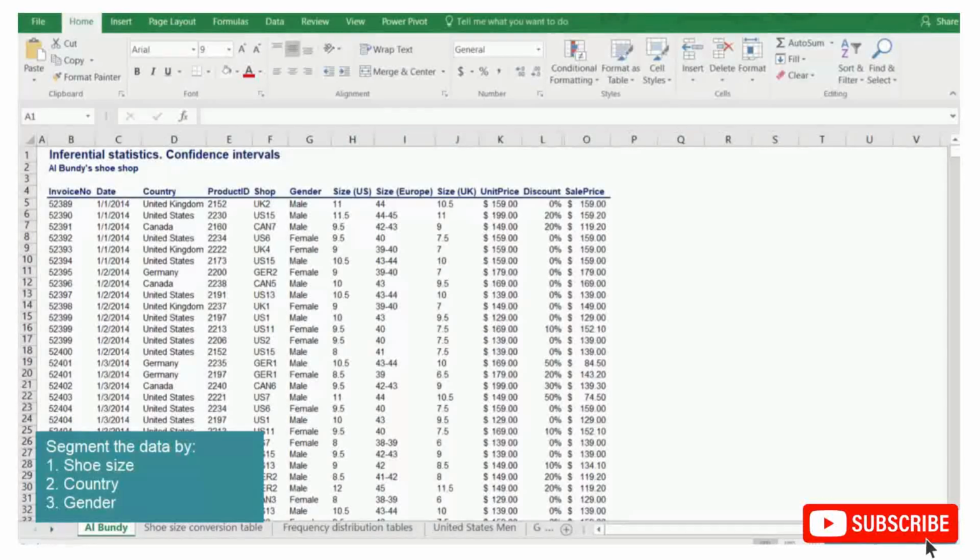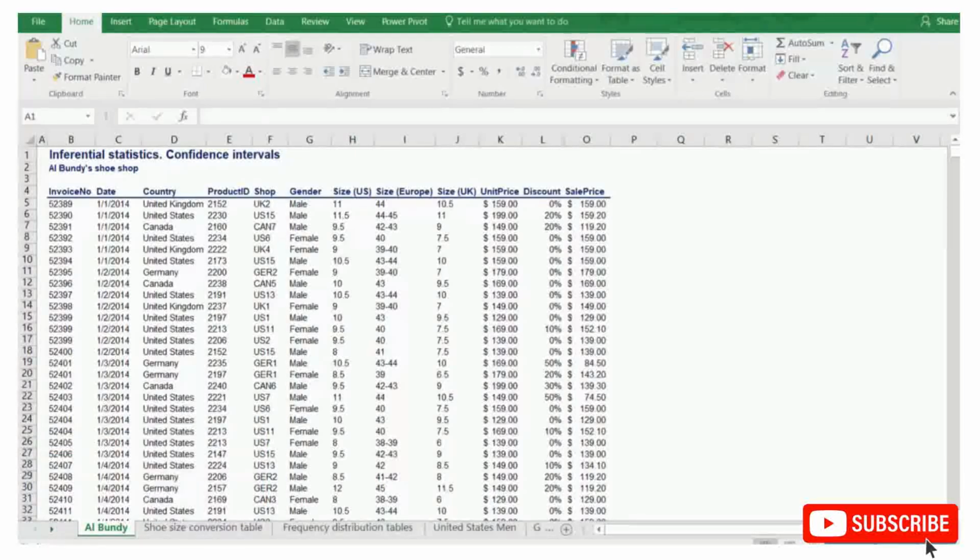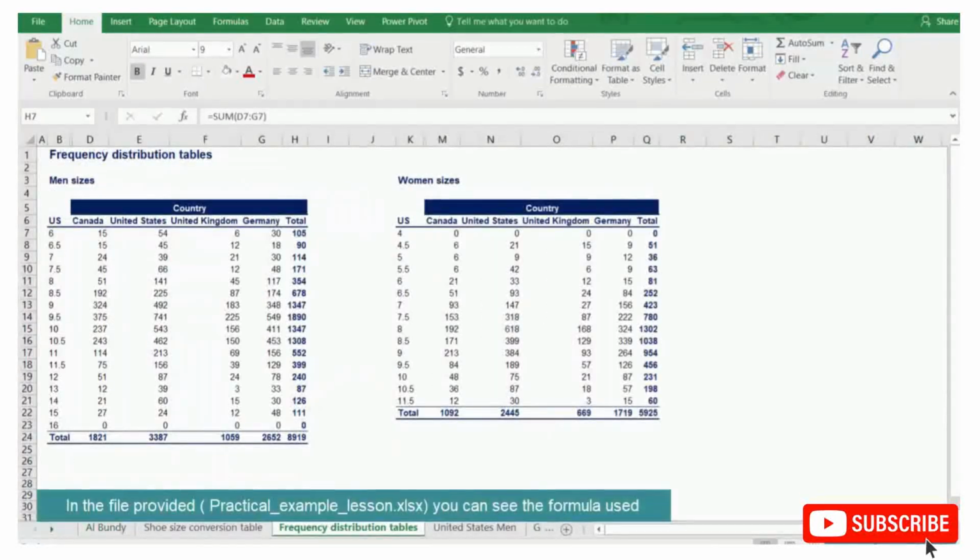A possible solution is to create 2 tables, one for men's shoes and one for women's shoes, and then proceed normally. That's what I will do. Here are the 2 tables. In the file provided in the resources section, you can see the formula I used to calculate the frequencies. While Excel may be sloppy, it is still powerful.